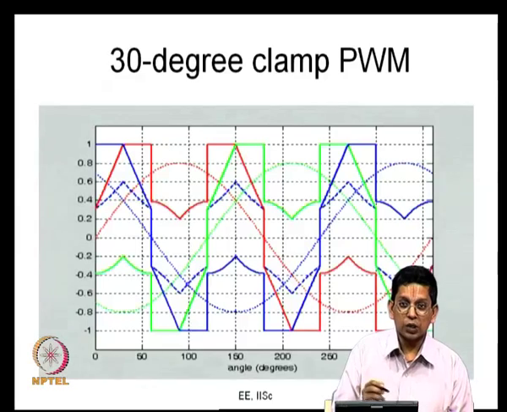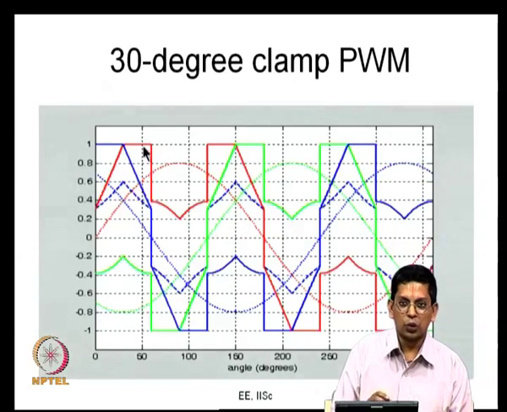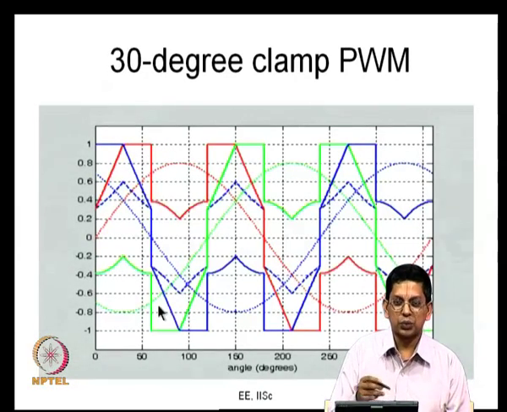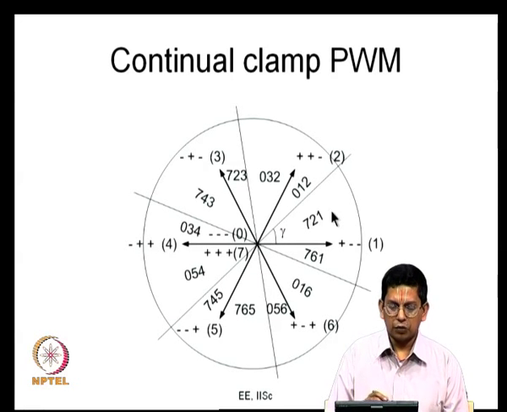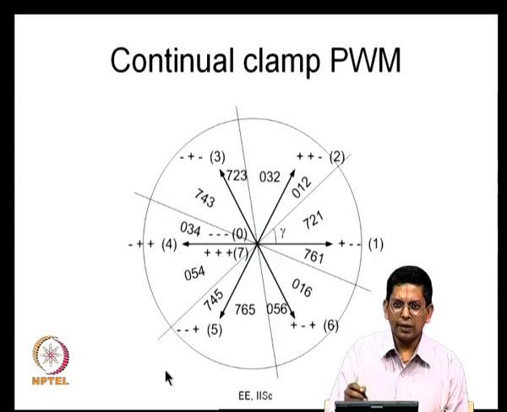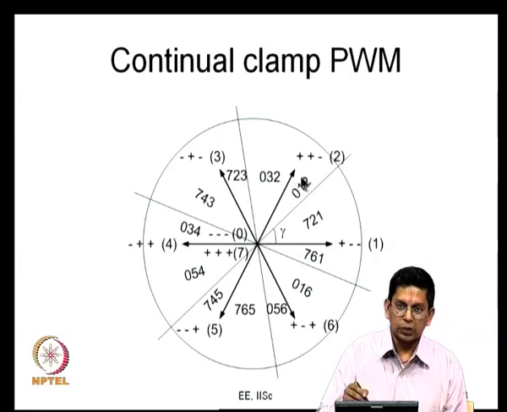So we would go to advanced bus clamping PWM, where you will not just have these two cases, that is switching at carrier frequency and switching at 0. You will also have a situation where they switch at double the carrier frequency. So this is again continual clamp. Continual clamp is a generalization of 60 degree clamp. So you have 7 to 1, you have 0 1 2.